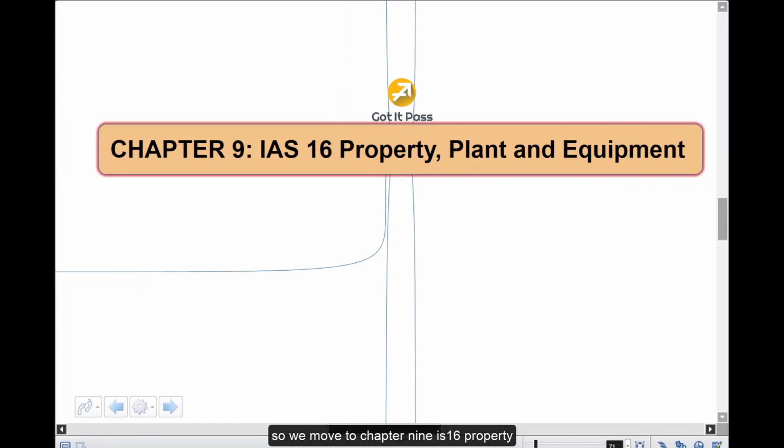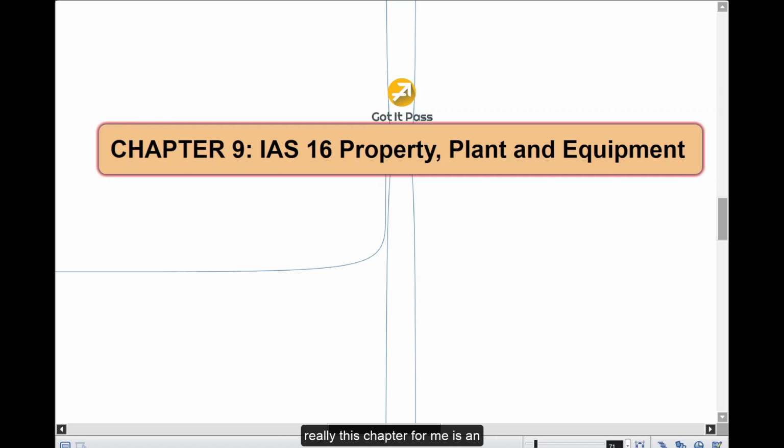So we move to Chapter 9, IAS 16, Property, Plant and Equipment. And you'll see from your reading of the study hub in this particular section that it's quite a significant chapter. And I think the reason for that is that there are so many different areas in terms of PPE, or property, plant and equipment, for the examiner to target, not just obviously the acquisition or purchase of an asset of some kind, but also depreciation, revaluations, disposals, etc., etc.